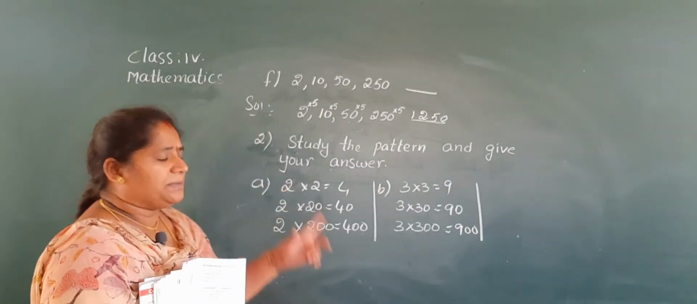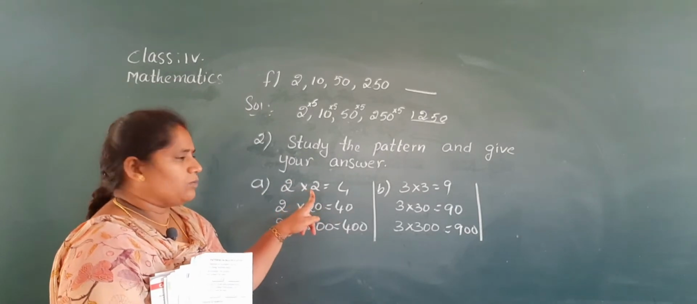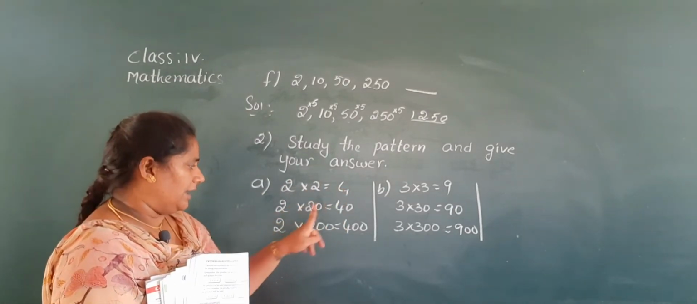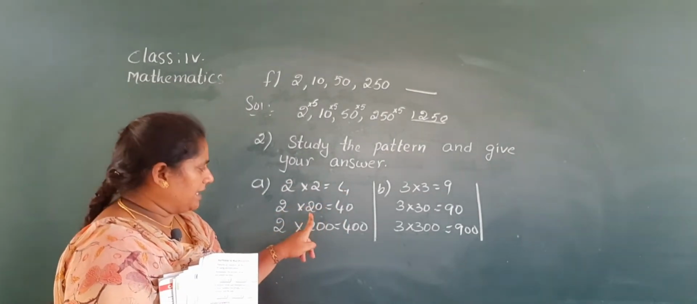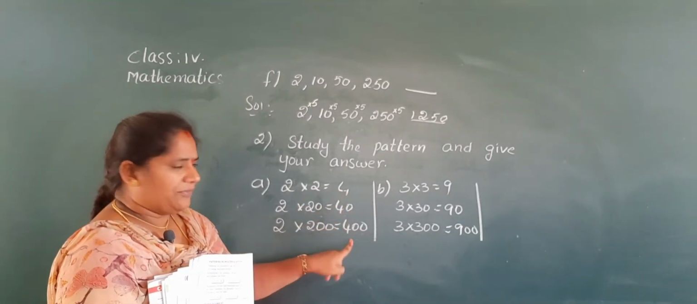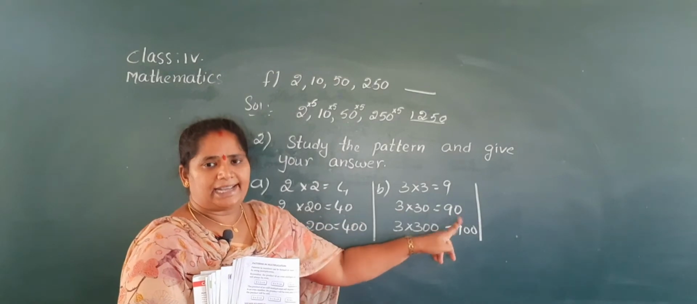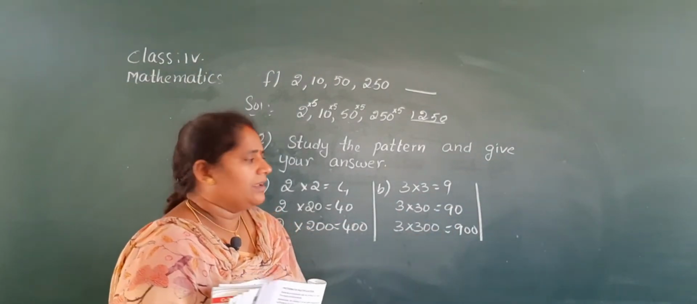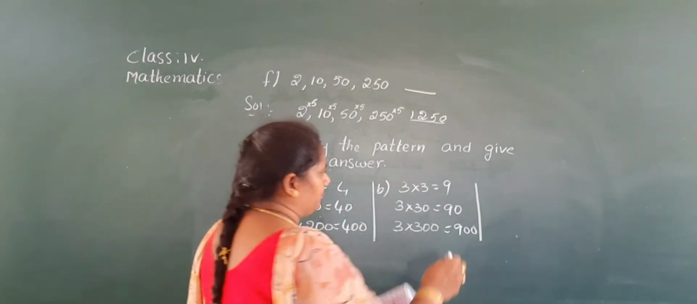And you have to observe the pattern also. Here this is ones, so we will get one digit only. Tens, 20, 40, 200, 400. So 4, 40, 400. 9, 90, 900. Okay ma? And next one, C.